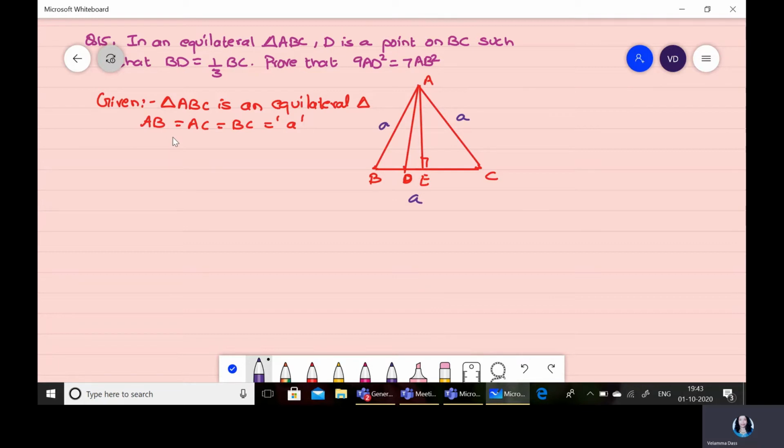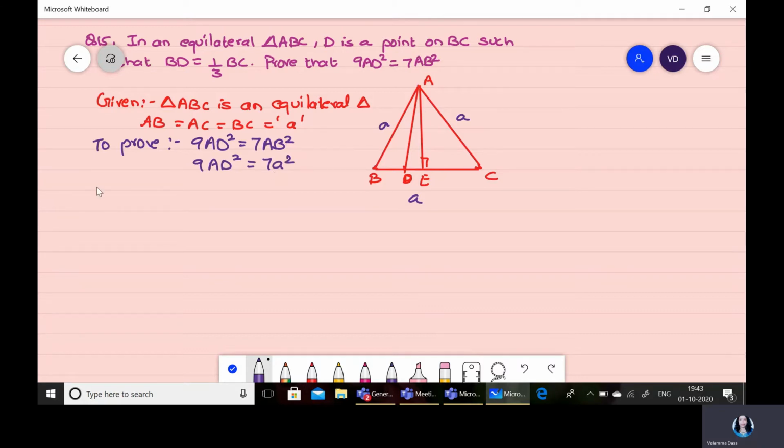Can we use some other properties of equilateral triangle? We could think about that. Here we have drawn this construction. So we have written about the sides. Let's see what we have to prove. So we have to prove here students that 9AD square equals 7AB square. So this is the same as we have to prove 9AD square equal to 7A square, because we have written it in the form of A.